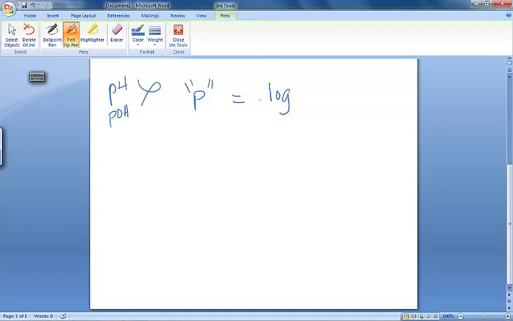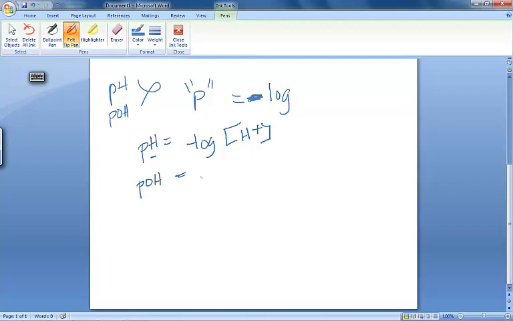And what this actually is telling us is a negative log. Because when you take the log of these concentrations, you will inevitably get a negative value. And since pH and pOH can't be negative values, we need a negative to negate the negative we get from here. So this is all it means. So if I said pH, it simply means the negative log of H plus.